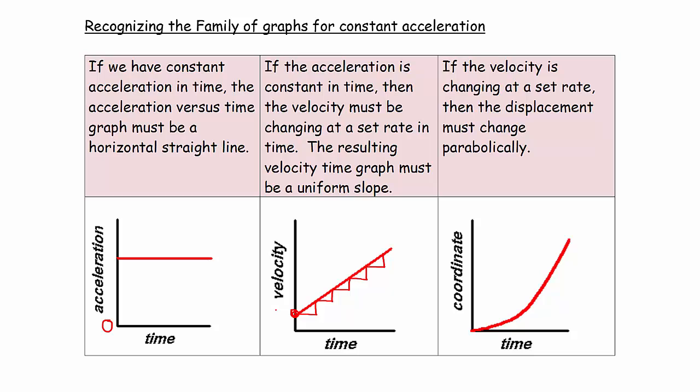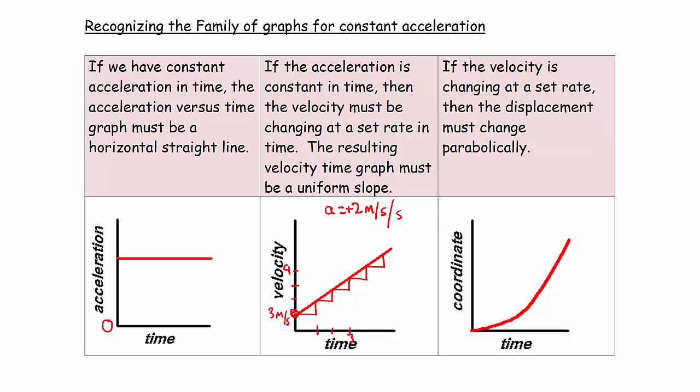So if this was, say, 3 meters per second, and my acceleration was equal to 2 meters per second every second, which is 2 meters per second squared, I would add on +2 every second. So after 1 second this would be 5, after 2 seconds it would be 7, and after 3 seconds it would be 9.